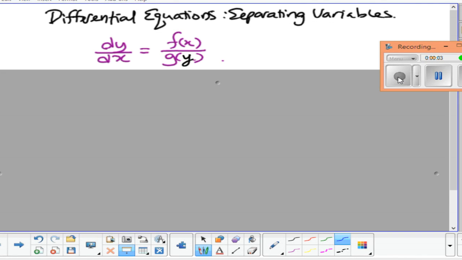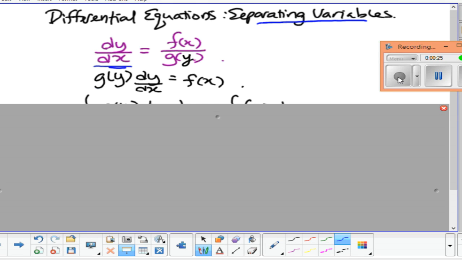Going to look at differential equations using the separating variables method. Here, if we have dy/dx, that is this derivative, where this derivative is of the form f of x over g of y, that is a ratio of two functions, then we can rewrite it like this. Put the g of y on one side and f of x on the other side, so we get these particular equations.